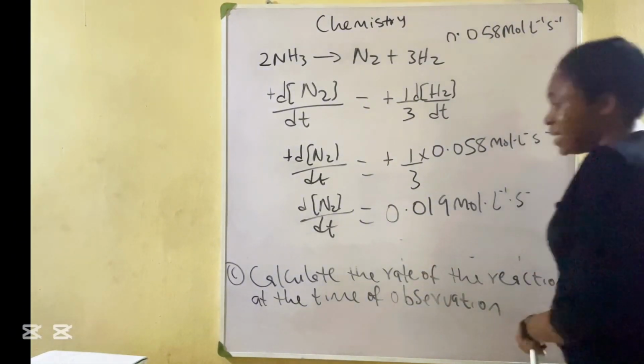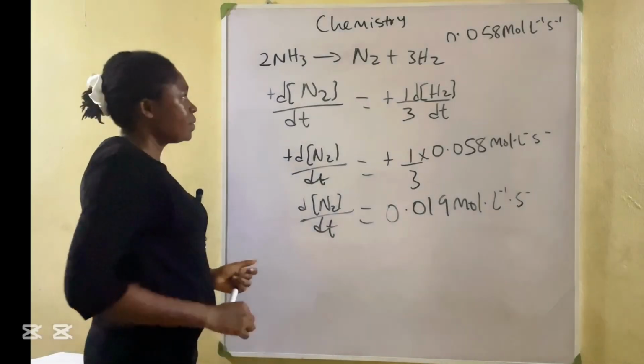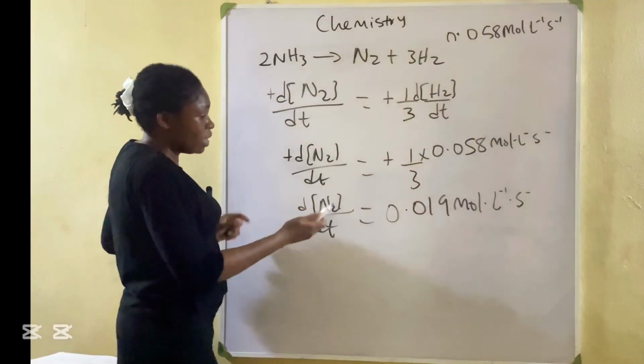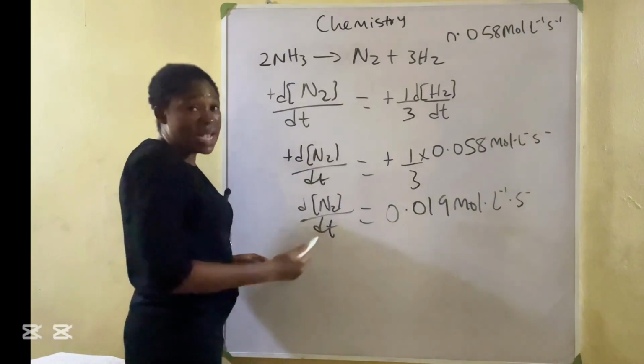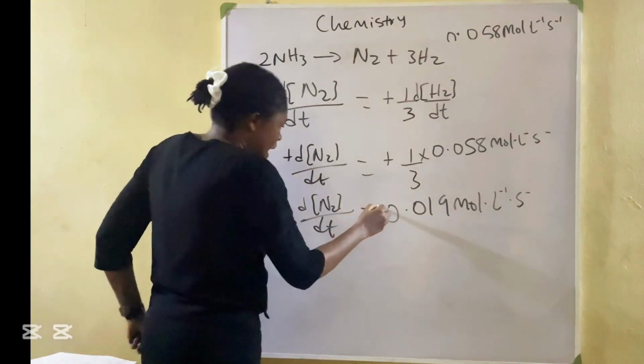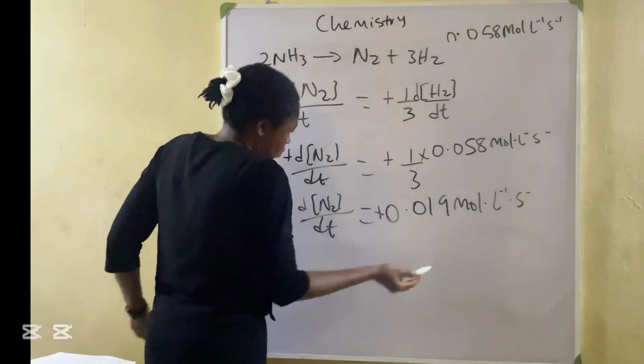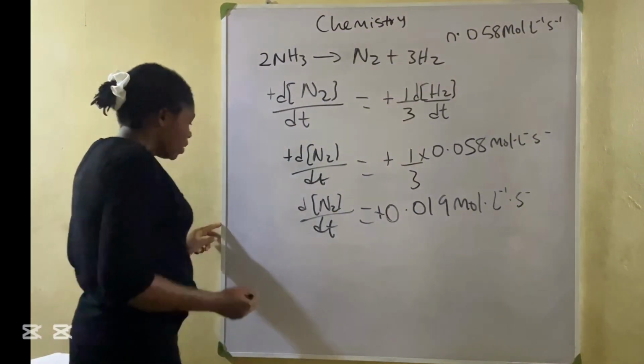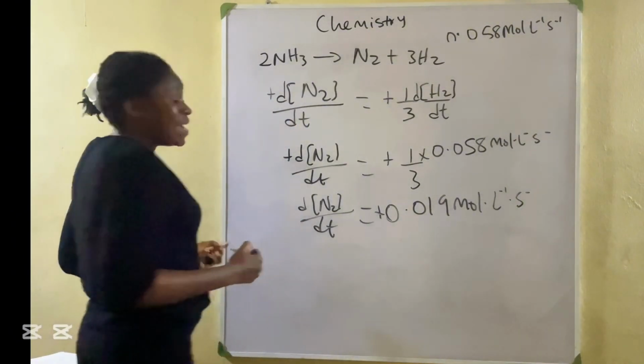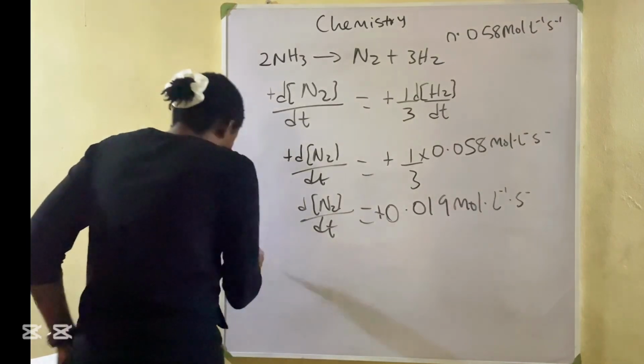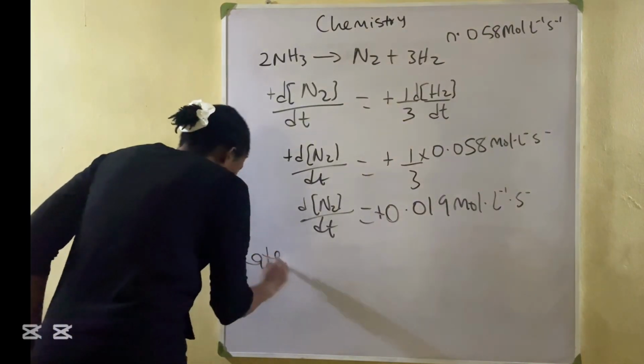So let's have question number 3. Since we're looking for nitrogen, and nitrogen is on the product side, I can as well put plus. So question number 3 is to find the rate of the reaction. So rate of reaction.